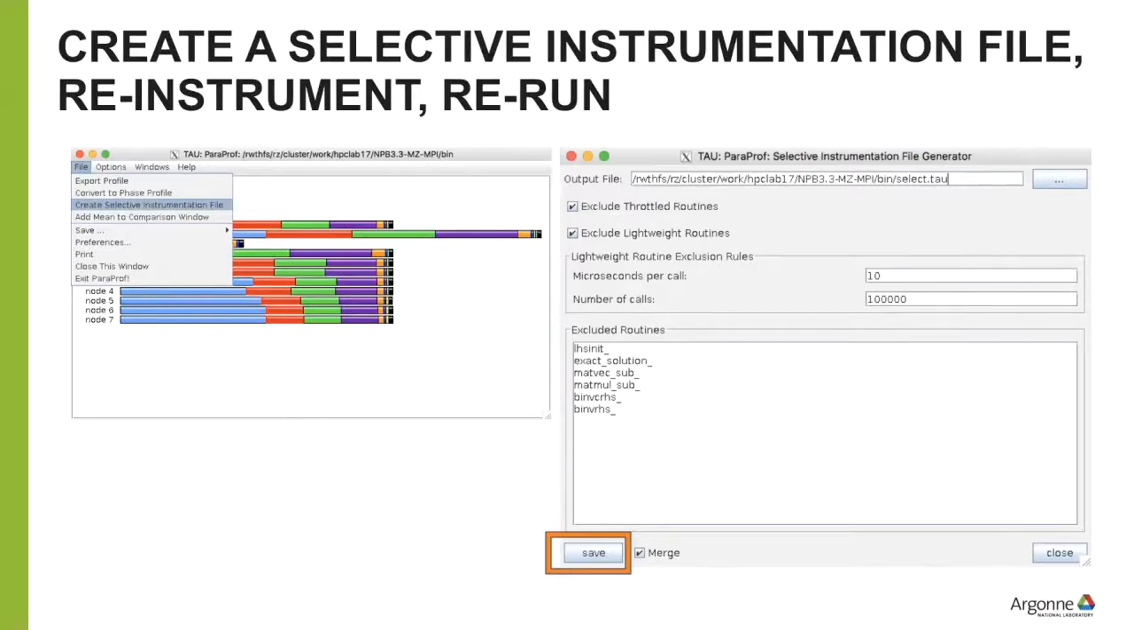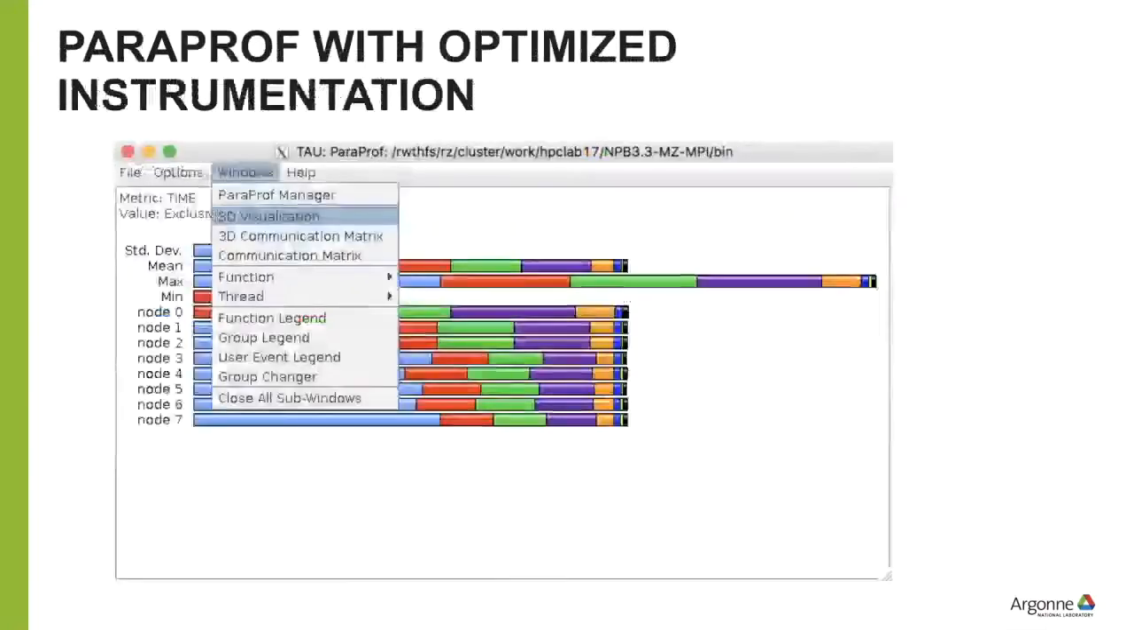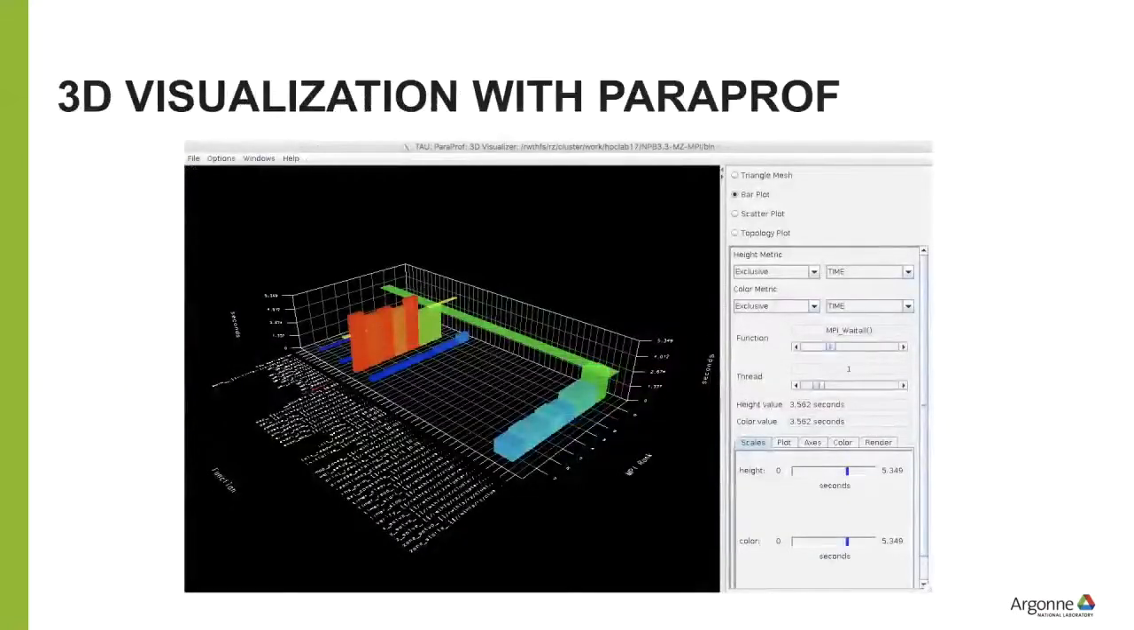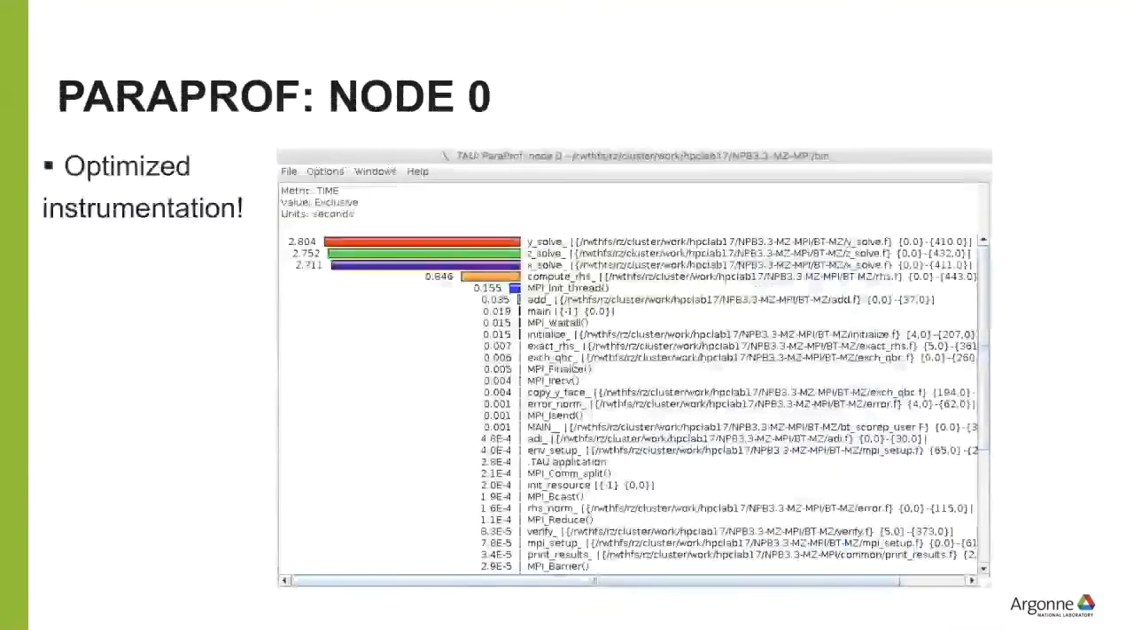And then you can re-instrument the application, where you can specify this file and say, please use this select file to re-instrument my code so you don't even touch these functions in any way. Now, this works with the PDT and GNU compilers currently, and we are working with LLVM to enable such functionality there as well. And here are some other views of the performance data that ParaProf can show.